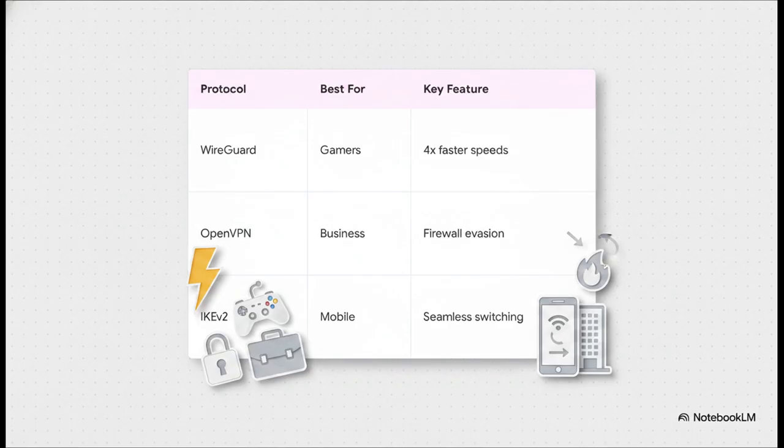And if you're a mobile user constantly on your phone, IKEv2 is fantastic and allows for seamless switching, meaning you won't drop your secure connection when you walk out your front door and switch from Wi-Fi over to cellular.